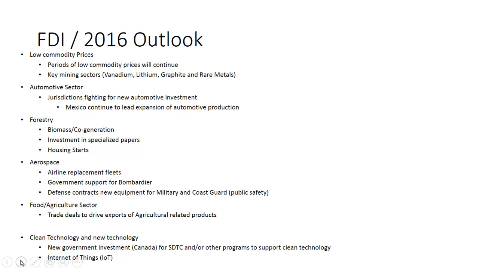So what's going to happen in 2016? We're still going to see a period of low commodity prices, and that's going to impact a lot of the key mining sectors like nickel, iron ore, and all that. You're going to see less and less investment there.